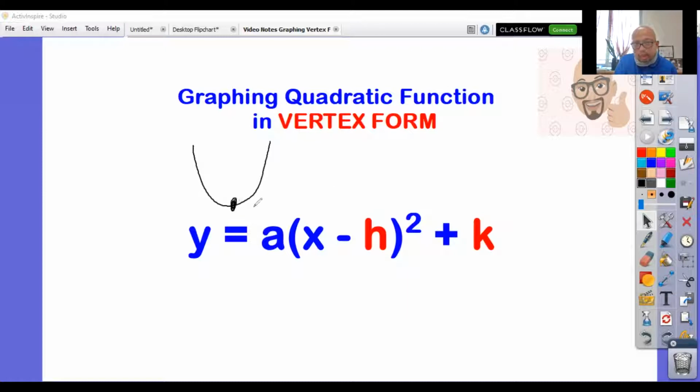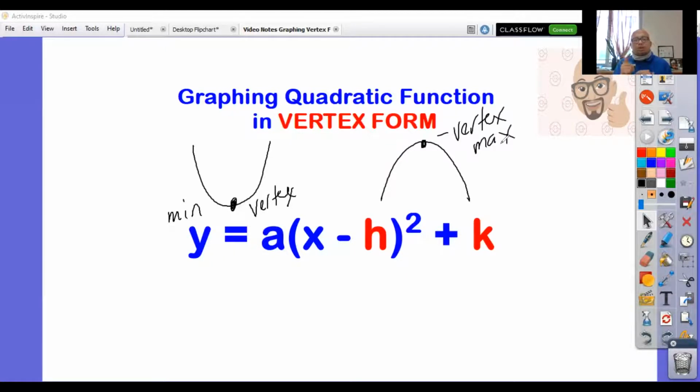And this point here is your vertex. And that is the minimum value if it opens upward. If it opens downward, that's your vertex there, but in this case, that's the maximum. That's your vertex. And in this kind of form, you can see that the vertex is already basically laid out for you in this form.